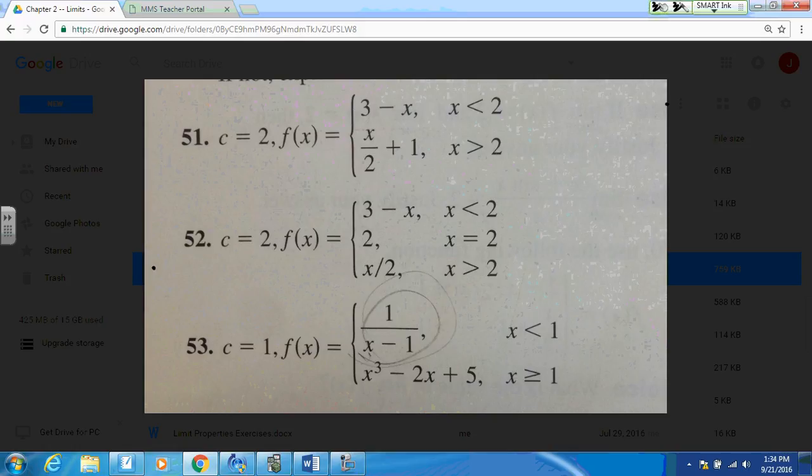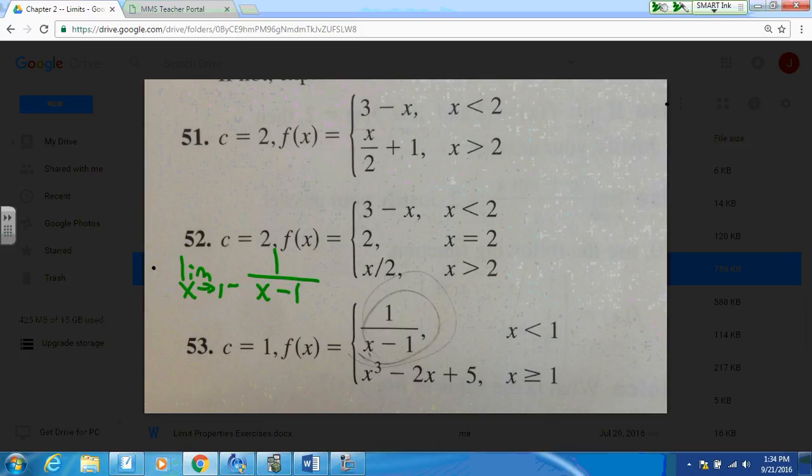Now here, in number 53, they ask a slightly more sophisticated question. We'll tackle this question here. The limit as x goes to 1 from the left of f of x, meaning the limit as x goes to 1 from the left of 1 over x minus 1. What do you notice about the form of this limit? If the form is 1 over 0, that is a sign of trouble.